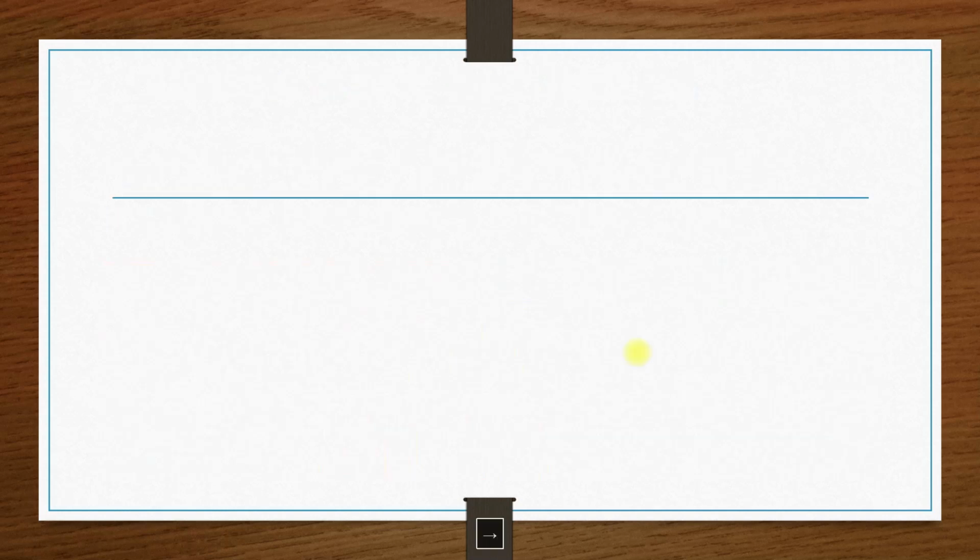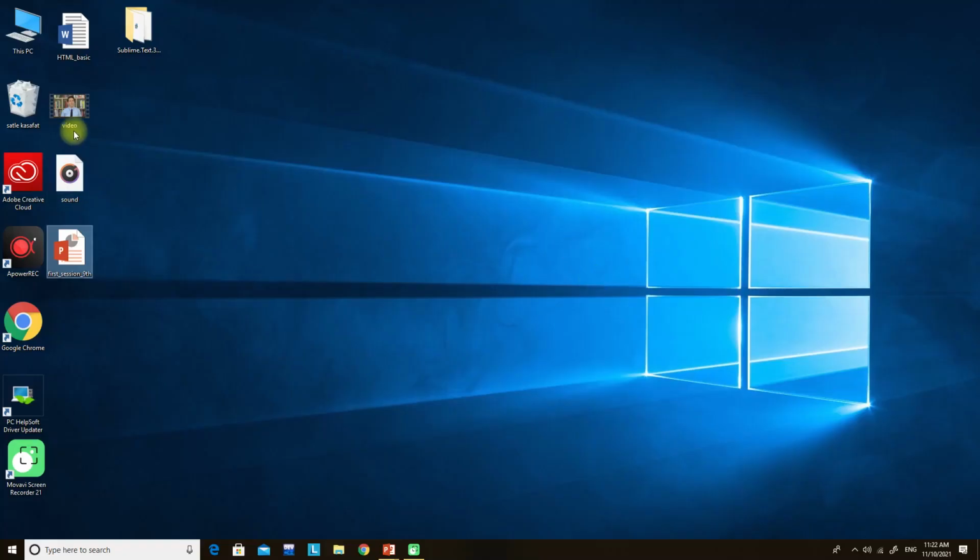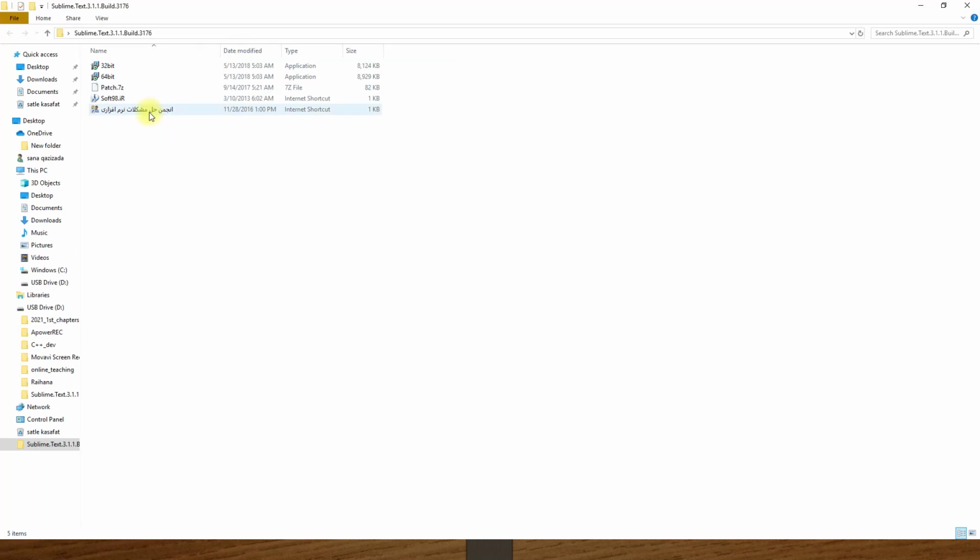Don't worry. Now, installation of an HTML text editor. As I told you before, we have different kinds of text editors for HTML. But among Atom, Notepad++, Notepad, and Sublime Text, I chose Sublime Text as a good text editor for writing HTML codes in this HTML course for 9th grade. So let me show you the setup of Sublime Text. As you can see in here, I have a file. Inside that, I have the setup of Sublime Text.